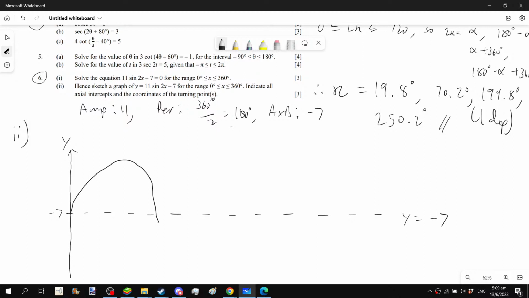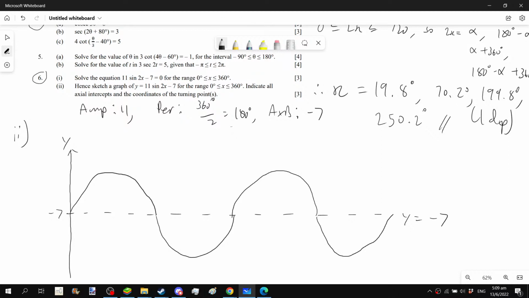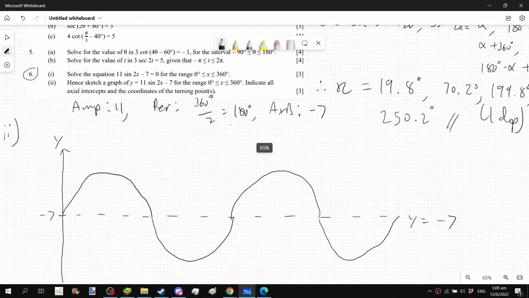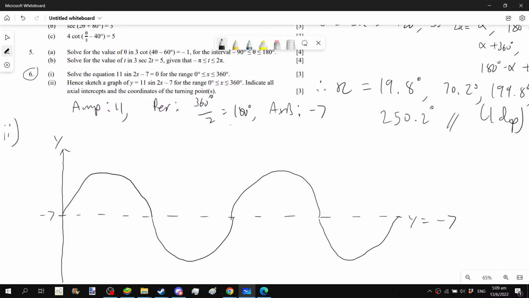Also, wow, that is so not to scale. You expect 2 complete cycles. So you can imagine it as something like this. Right? Obviously not to scale, but it's alright.